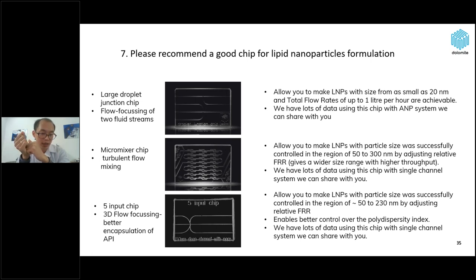The third chip that we recommend is a five-input chip, which uses 3D flow focusing. This type of chip can provide better encapsulation of the API, drug or other encapsulant for your application. It allows you to make lipid nanoparticles with a size from 50 to 230 nanometers by adjusting the relative flow rate ratio, and it enables better control over your polydispersity index, so you can generate more monodisperse nanoparticles. We also have a lot of data using this chip with a single channel system that we can share with you later. I hope this helps for this question.